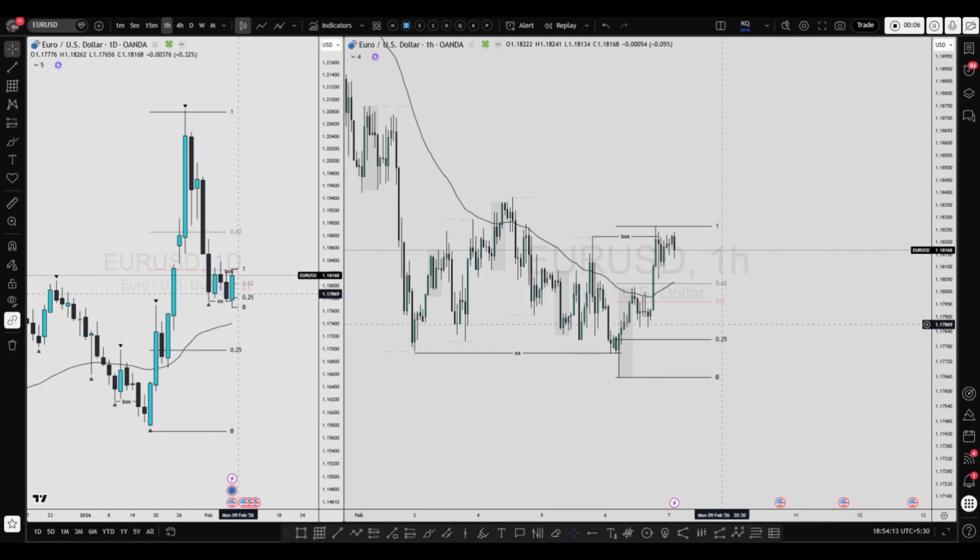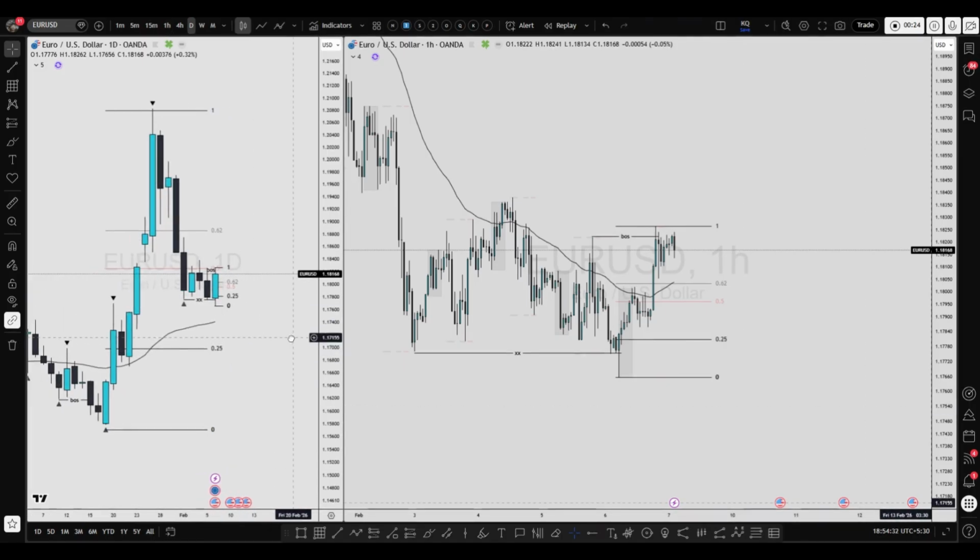I'm Karan Vanik, and we're gonna do a quick scan across all the majors and minors that I have in my watch list right now. Okay, we have Euro USD, and currently on the Euro USD daily time frame we're standing below the equilibrium, and the last daily candle was strongly bullish.